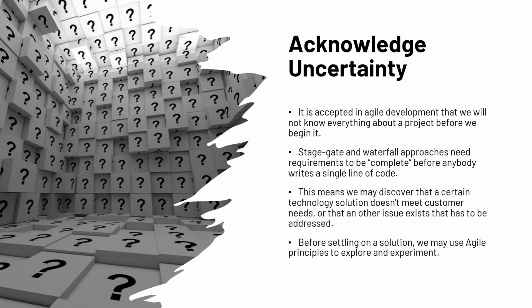So it is accepted in agile development that we will not know everything about the project before we begin it. And because we're not going to know everything about the project before we begin, that's why we should expect some uncertain circumstances. So the next one says stage gate and waterfall approaches need requirements to be complete before anybody writes a single line of code.